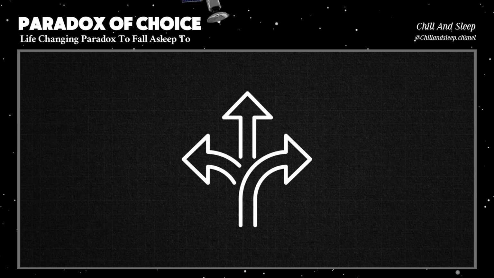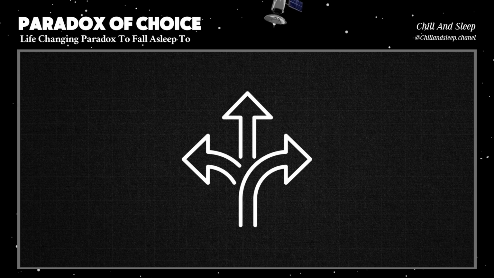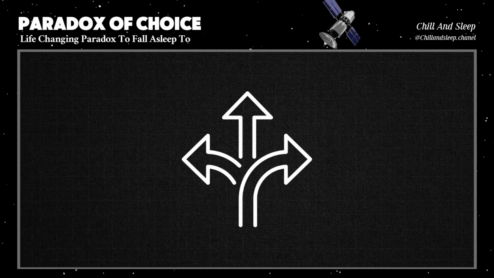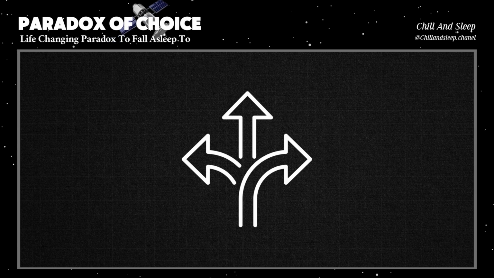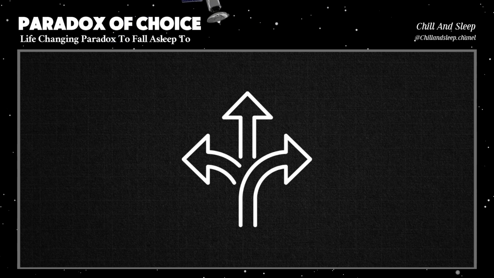The paradox of choice also teaches us a deeper lesson about happiness. True happiness doesn't come from having unlimited options. It comes from being present and content with the choices we make. It reminds us that freedom isn't about having endless possibilities. It's about having the clarity and confidence to choose without regret.